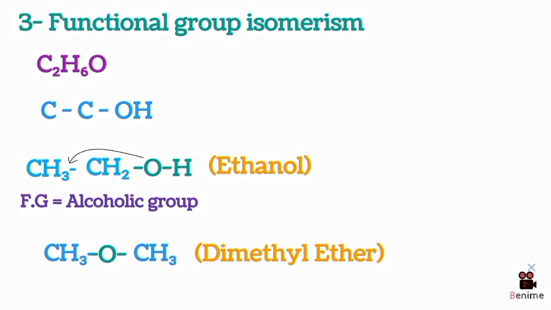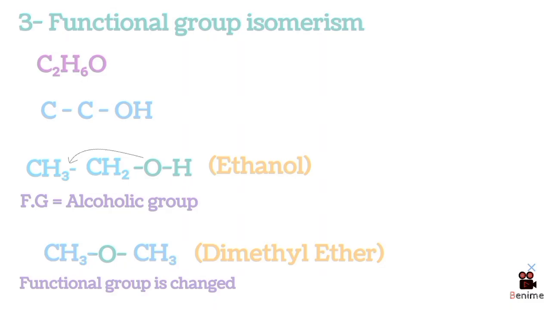Now observe carefully, students. Both compounds have the same molecular formula, but the connectivity of oxygen changed completely. In alcohol, oxygen is attached to hydrogen. In ether, oxygen is present between 2 carbon atoms. Therefore, the functional group changed. This type is called functional group isomerism. Number 4.